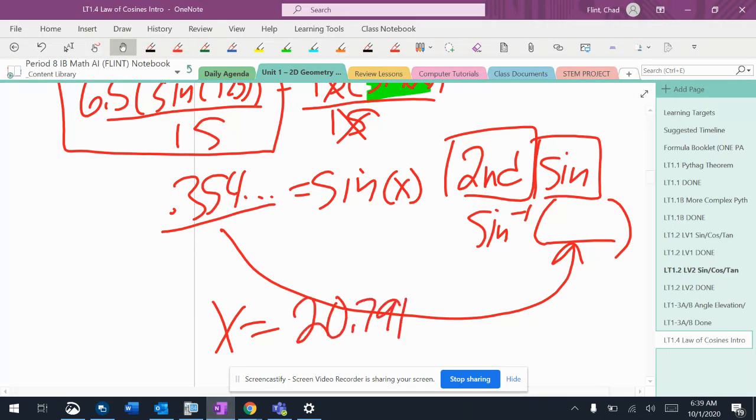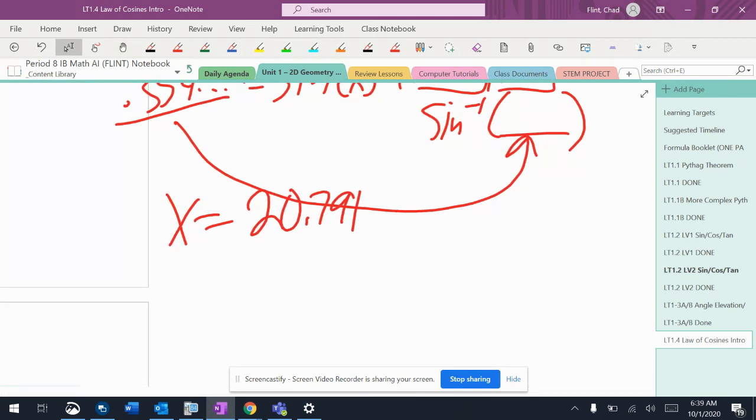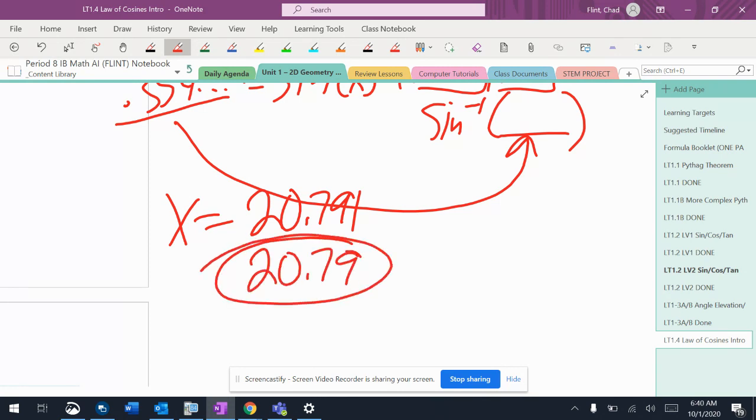20.791. All right, now we're not going to worry about the three significant figures. All right, we're just going to do the hundreds place like we've been doing unless it says tenths or something. All right, so 20.79 would be our angle right there.